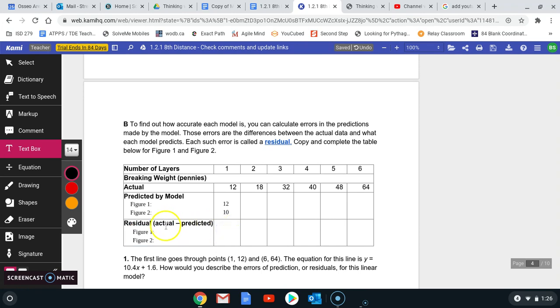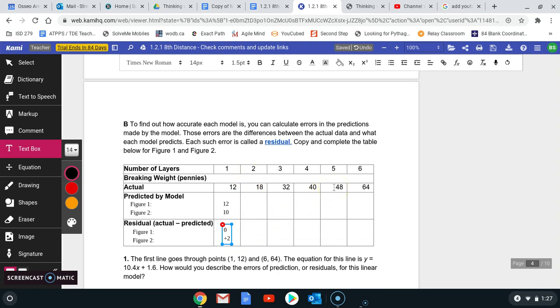Now it says here that to find the residual, we have to do the actual minus the predicted. So in this case, figure 1, the actual was 12 and the predicted was 12. So it would be 12 minus 12, which would give us 0. In figure 2, the actual was 12, the predicted was 10. So what we get instead is a positive 2. 12 minus 10 gives us that positive 2.